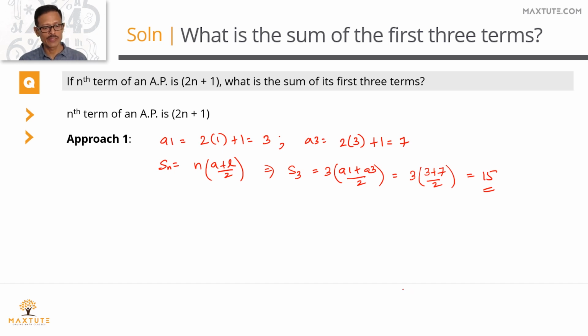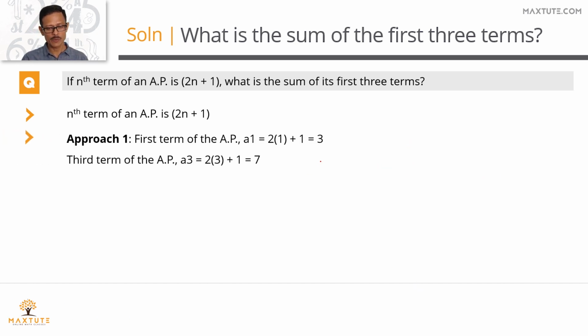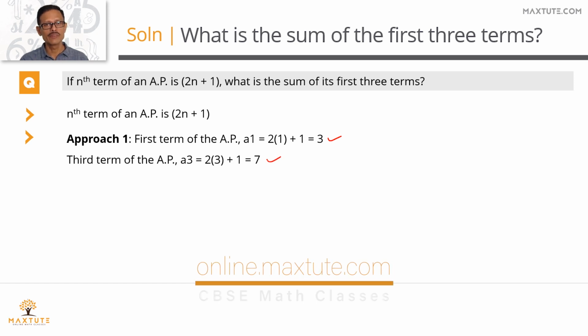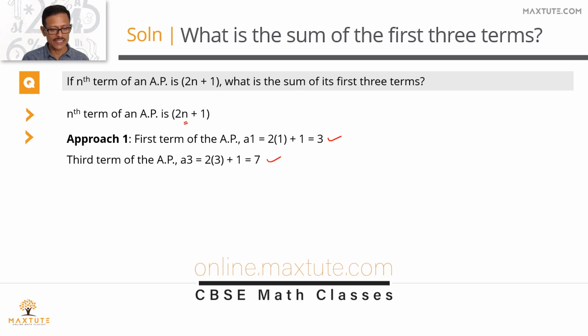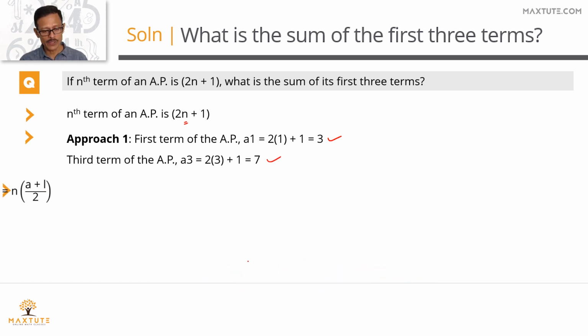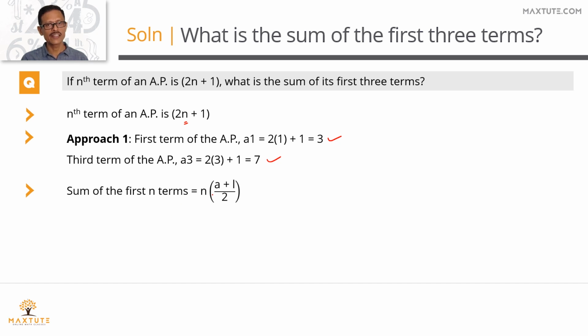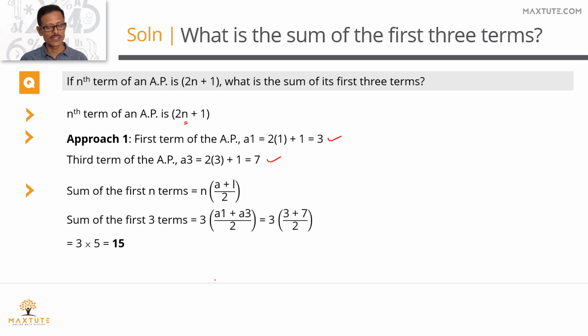Quickly summarize it before we look at the second approach. First approach, we are finding out the first and the last term by substituting n equals 1 and 3 in this formula. Having computed it, the sum of the first n terms is n into a plus l by 2. A is the first term, L is the last term, which is A3. So 3 times of A1 plus A3 by 2 gives us an answer which is equal to 15.